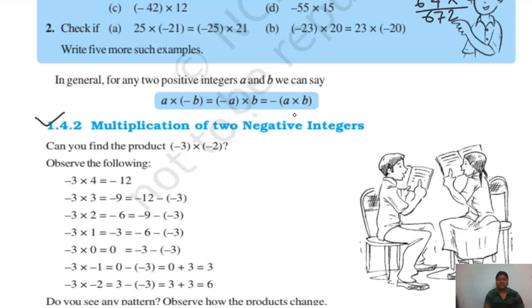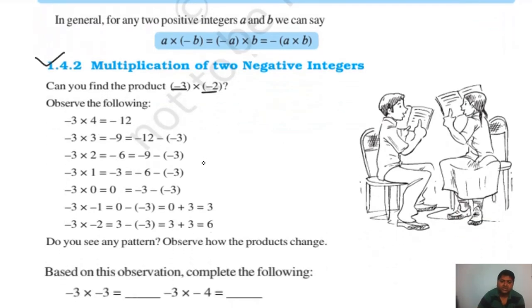Okay, the result is minus. When we multiply two negative numbers, suppose we multiply minus 3 and minus 2, this is an interesting portion. Observe the following: minus 4 into 4, minus 3 into 4.